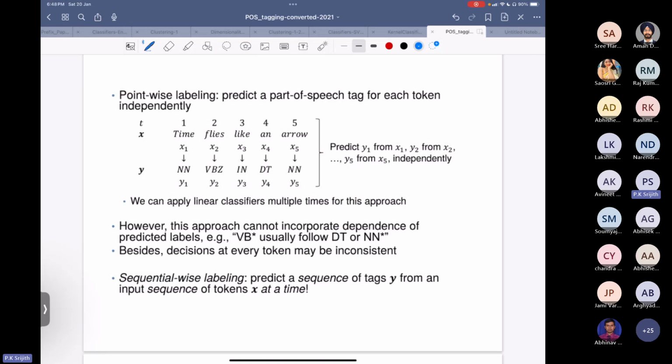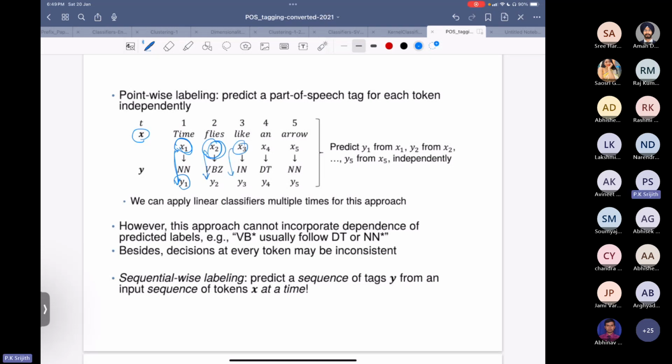So if you look at solving this problem, there are two trivial ways in which we can solve it. One is that you just consider this input x1 and try to predict the corresponding output y1, then consider input x2. Here the input x consists of multiple components, so you consider different components of your input and try to predict the corresponding output. You consider component x1 and predict output y1, then x2 produces output y2.